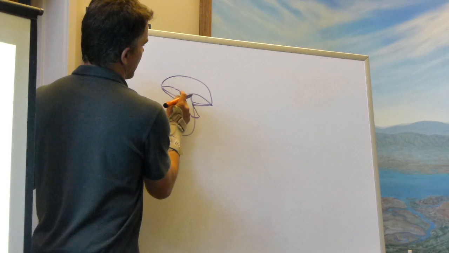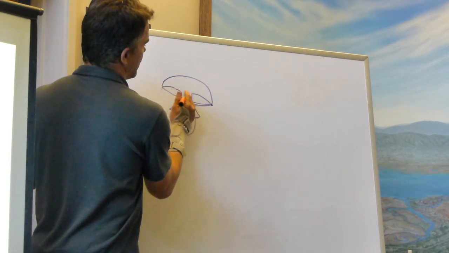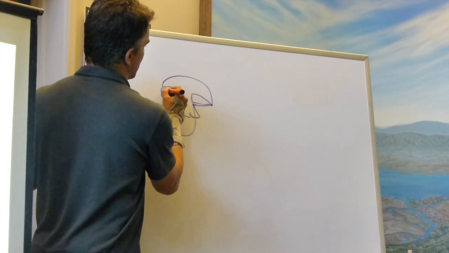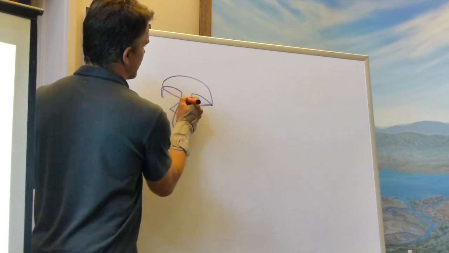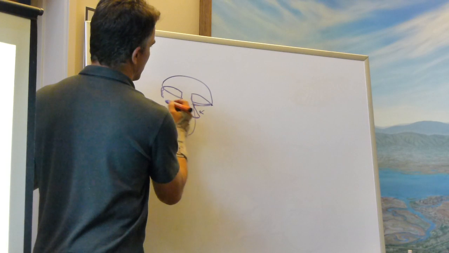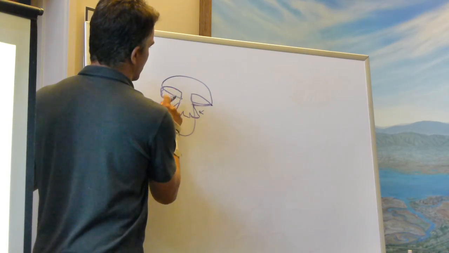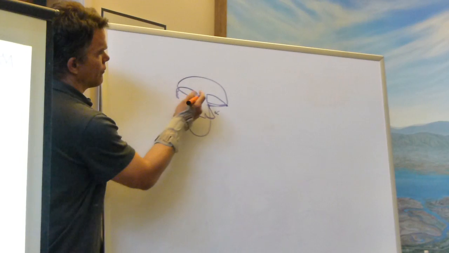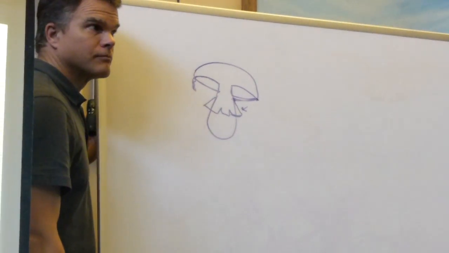It also could break here and just dangle down like this from this edge. Right? So that little veil could either turn into a ring or just little dangling bits on the edge of the cap of the mushroom.